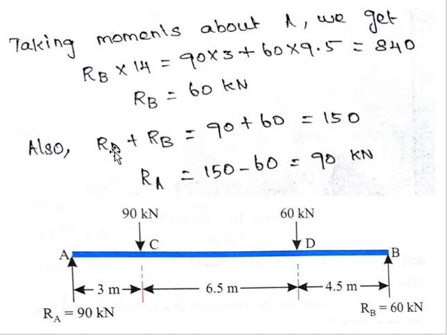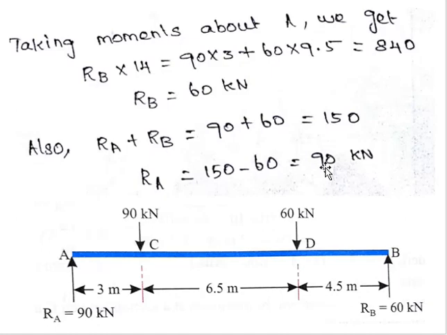Next, RA plus RB equal to the total load acting on the simply supported beam. The total load is 90 kilonewton and 60 kilonewton, two concentrated loads only. So I simply add these two and get 150. We already calculated the RB value, so substitute the RB value here. RA equal to 150 minus 60 equal to 90 kilonewton. So now we get RB equal to 60 kilonewton and RA equal to 90 kilonewton.